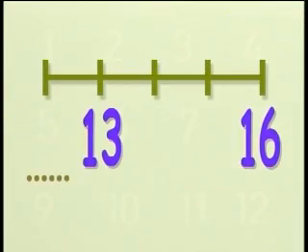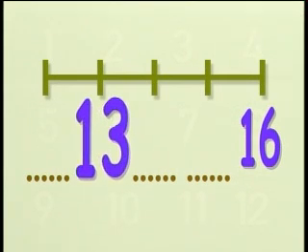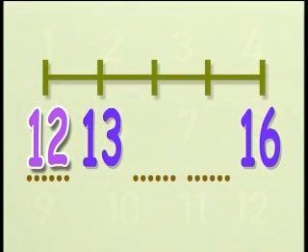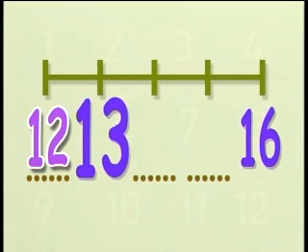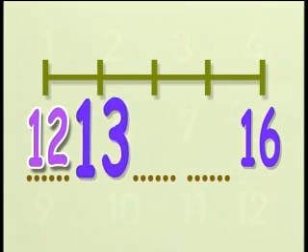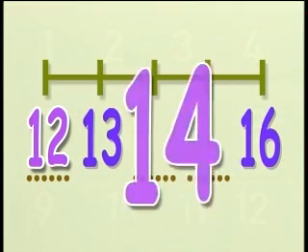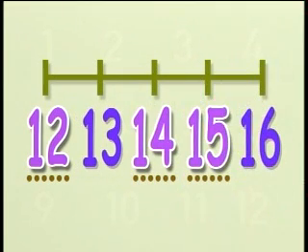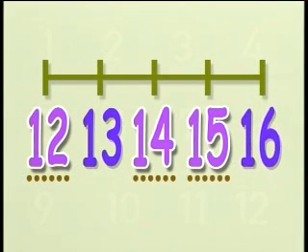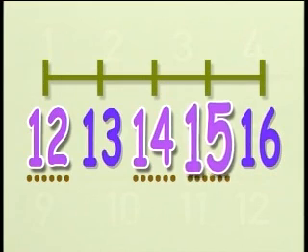Fill in the missing numbers in the blanks. Before 13 is 12. So, the missing number before 13 is 12. After 13 comes 14, 15, 16. So, the two missing numbers after 13 and before 16 are 14 and 15.